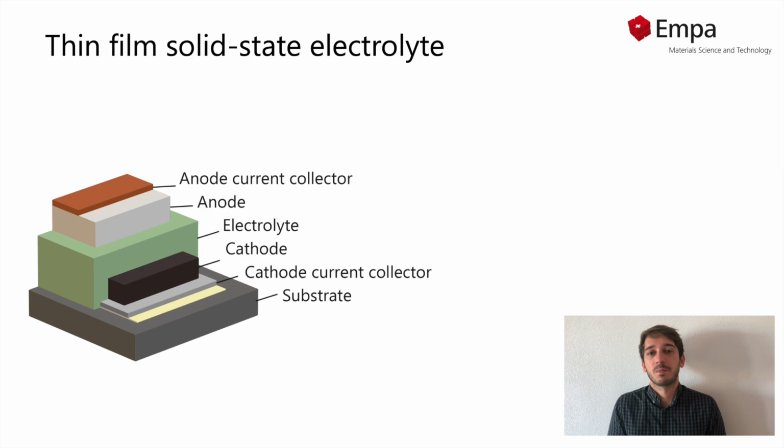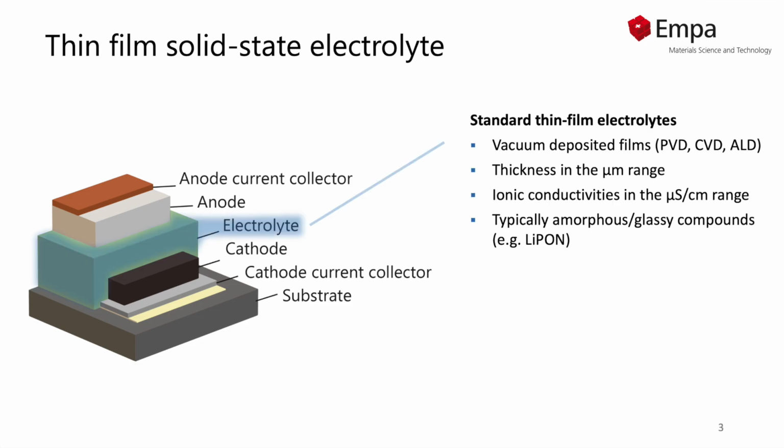Let's have a look at the solid-state electrolyte of a thin film battery, as this is one of the key components. Typical thin film solid-state electrolytes are vacuum processed into thin films in the micrometer range. They have rather low ionic conductivities in the microsiemens per centimeter range and are typically amorphous or glassy materials. The best example is LiPON, lithium phosphorus oxynitride.